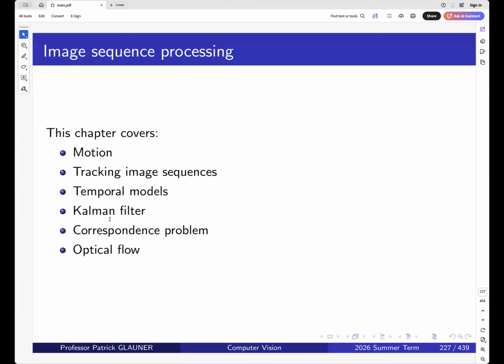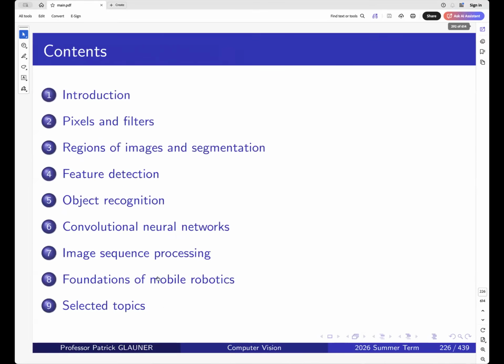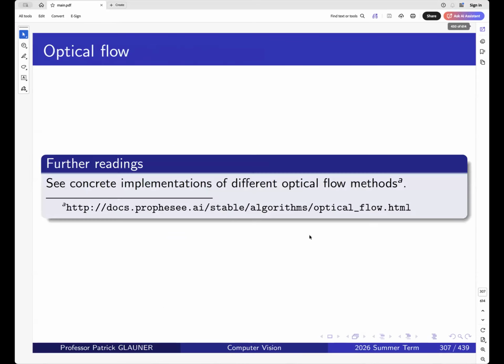In the last lecture, a bit back before we started with the Cronus Challenge and the project proposals, we finished the Kalman filter. We looked into the correspondence problem as well as the optical flow, and then finished the image sequence processing chapter.